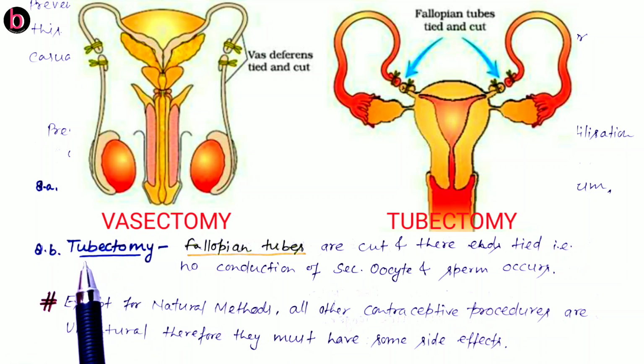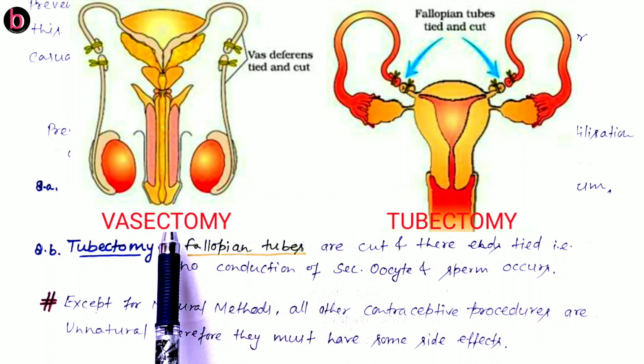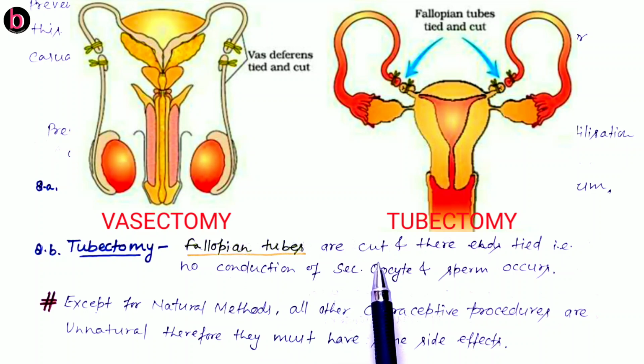Now about female sterilization, that is known as tubectomy. In this procedure, the fallopian tube, also known as uterine tube or oviduct, is cut and its ends tied up, the same as in the case of vasectomy. That's why there will be no conduction of the secondary oocyte or egg, or we can say sperm. That's why there is no chance of fertilization and pregnancy.